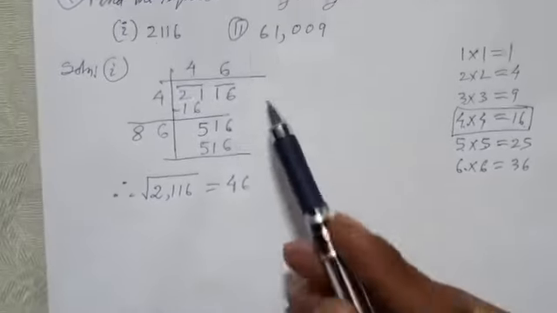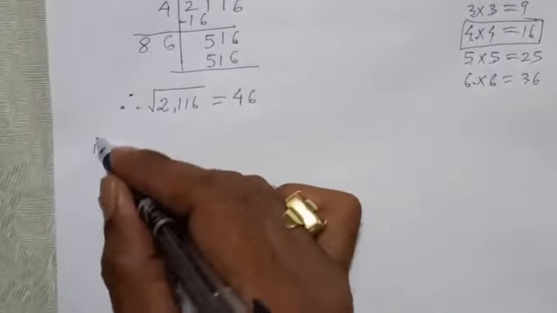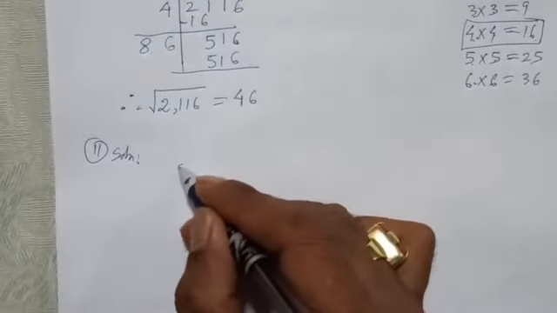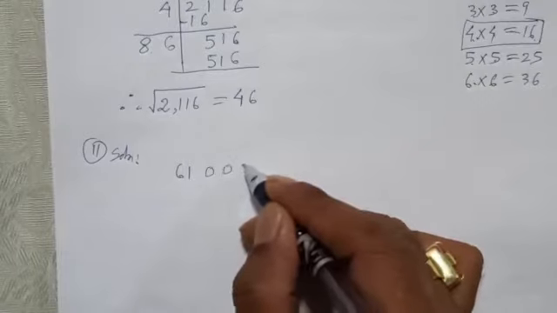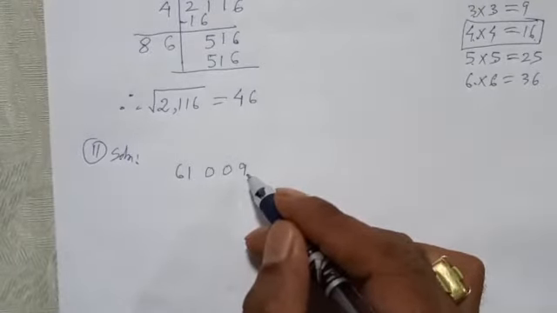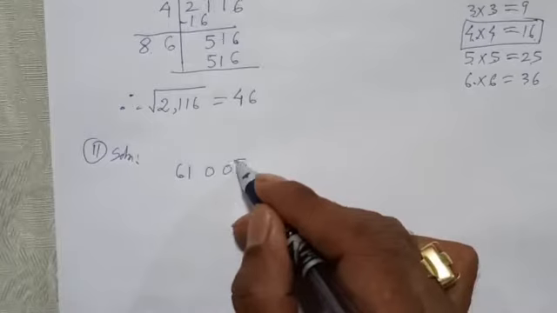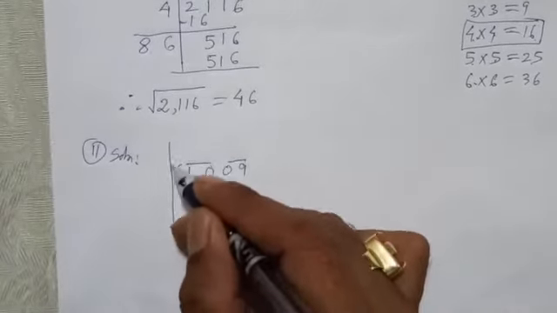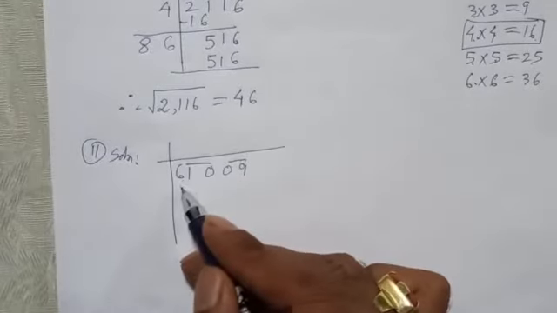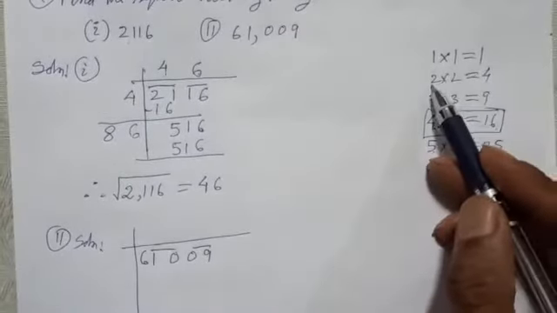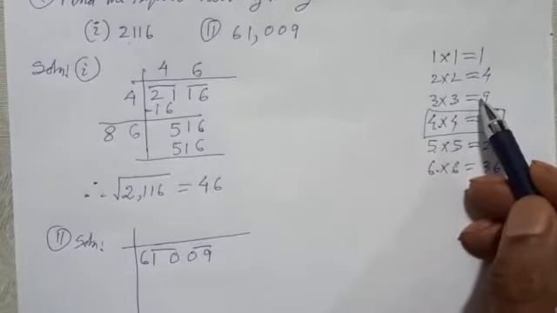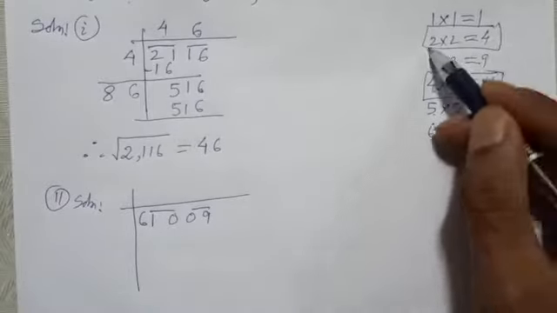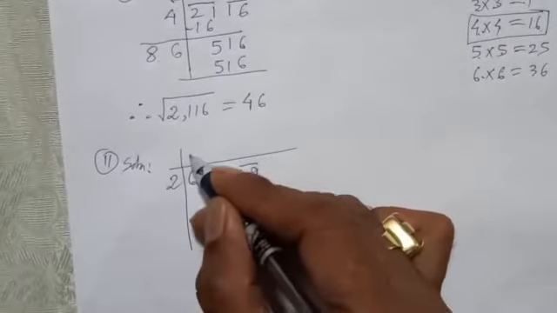Now let's try Roman number 2. Solution. 61009. First let's count 2 digits and put a bar. Then draw one line here, another line here. Here the first number is 6. So 1 times 1 is 1, 2 times 2 is 4, 3 times 3 is 9. Since the first number is 6, we take this 4. 2 times 2 is 4.